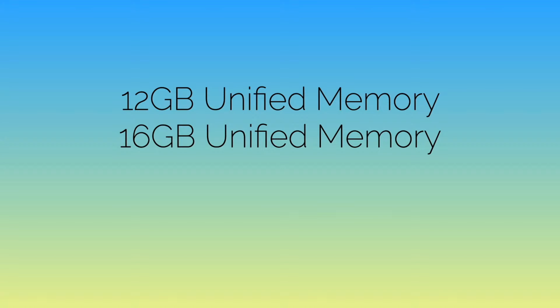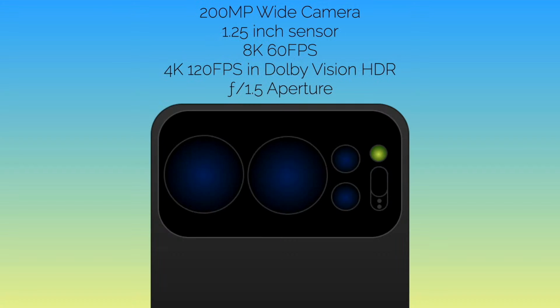And so we've actually managed to get 12 gigabytes and 16 gigabytes of unified memory that performs better than last year. And when it comes to the camera, we have a quad camera setup with our main 200 megapixel wide sensor, which is a massive 1.25 inch sensor, 8K 60 FPS video for the first time ever in the lower end model, 4K 120 FPS in Dolby Vision HDR, and an f1.5 aperture.